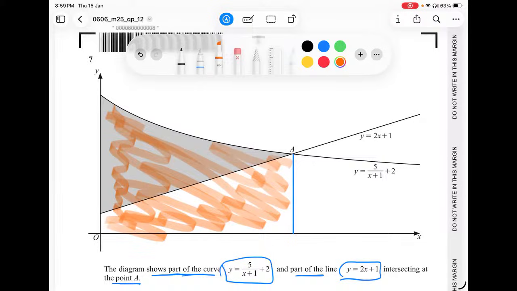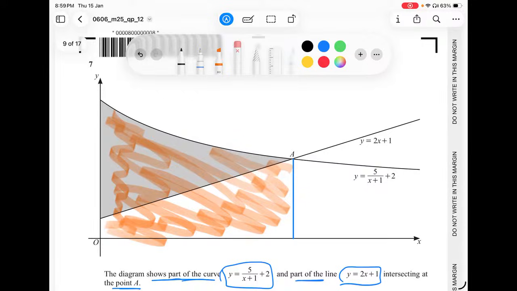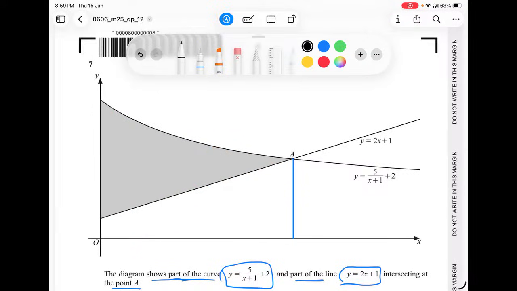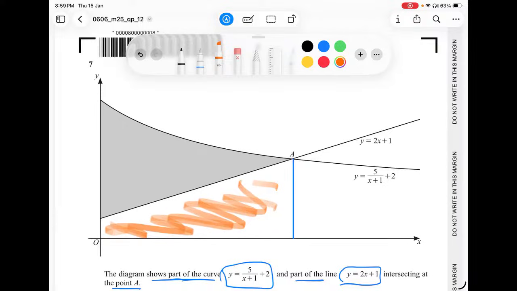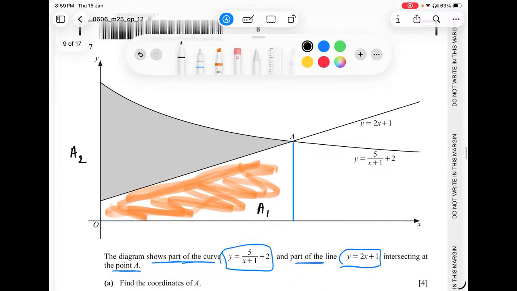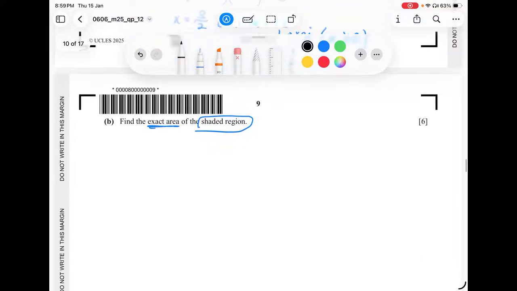You just need to find the part of the area which is intersecting with y equals 2x plus 1. You can see that there is a trapezium over here. This is your trapezium's area, which you can separate to be area 1. And this whole area under the curve should be your area 2. When you find both areas, you write the area of the shaded region as area 2 minus area 1. So let's just do it in action.